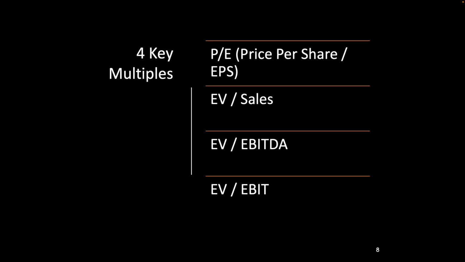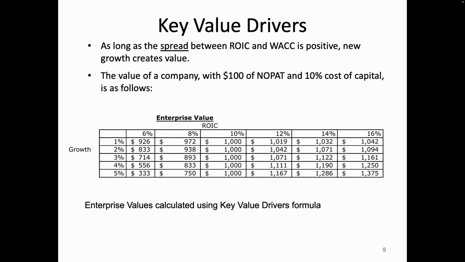And these are the multiples we're going to cover this semester. For simplicity, I normally do four multiples. This semester, I'm only going to hold you accountable for 3. The 3 multiples that you're going to have to calculate and explain are PE, price to earnings, EV to EBIT, and EV to sales, also known as EV to revenue. Those are the 3 multiples. I'm excluding EV to EBITDA, just for simplicity. Okay. So let's talk about multiples.